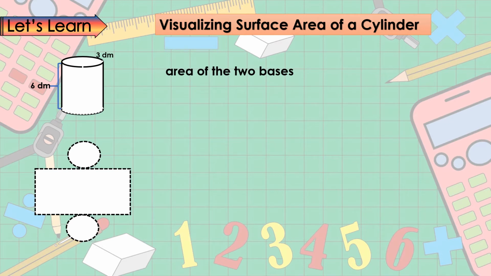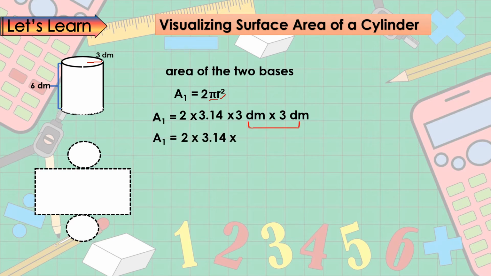So since we have two faces or two bases here, we are going to use the formula pi r squared, and we are going to put 2. So we are going to bring down 2, then we are going to write down the constant value for pi, which is 3.14 times r squared. So we are going to put the r here. Our radius is 3 decimeters. And since we have two bases here, we are going to put 3 decimeters times 3 decimeters.